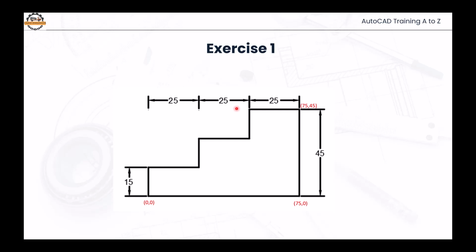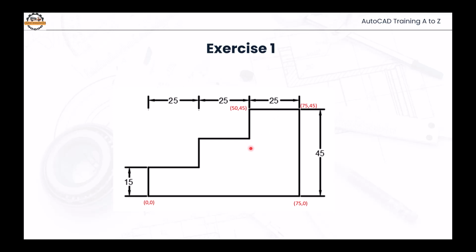So we know x is 75, so 75 minus 25, that becomes 50. And y we are not moving anything, so y will remain as it is, 45. So 50 comma 45 will be the coordinate value. Next we have to find the coordinate value for this point.